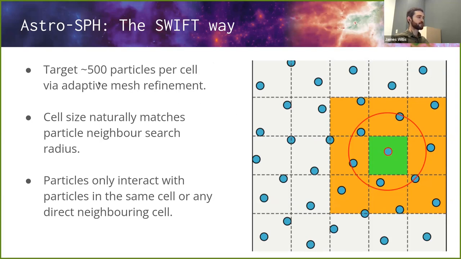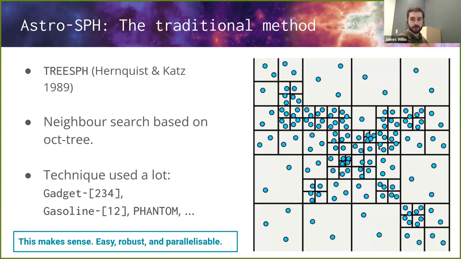We aim to choose refinements such that we have 500 particles per cell, just so there's enough computation there to schedule this task before recursing further down the tree. So we still use an octree, but I need to stress that we don't need to then walk the tree when determining the neighbors of this particle, compared to the traditional methods.